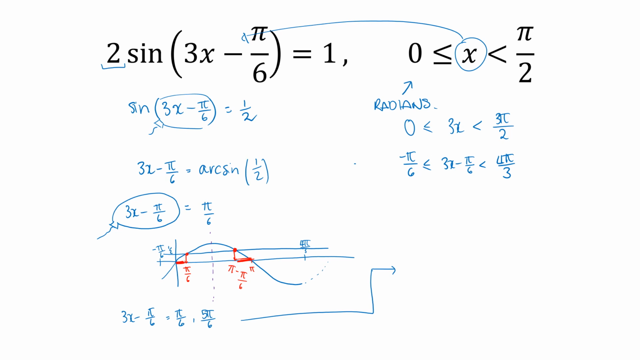So really we're solving these like little linear equations. So I've got the first one, which is 3x minus pi by 6 equaling pi by 6. So I'd add the pi by 6 on, which gives me pi by 3, and then divide, which is pi by 9. I've also got that 3x minus pi by 6 equals 5 pi by 6. So again, adding on the pi by 6 gives me a pi, and then dividing by 3 gives me pi by 3. And there are my two solutions.